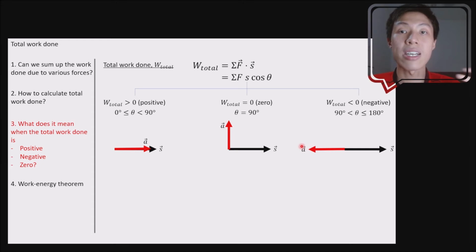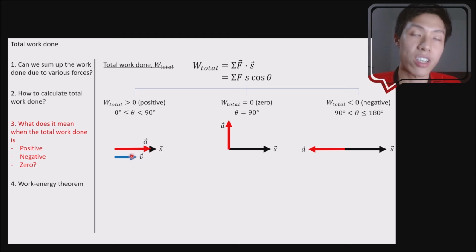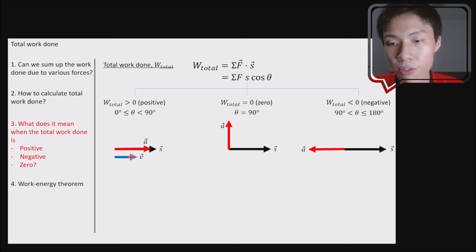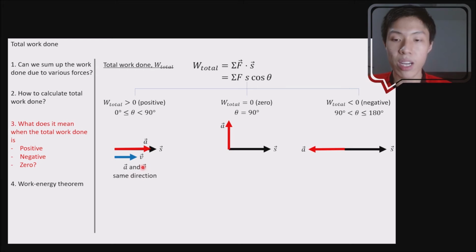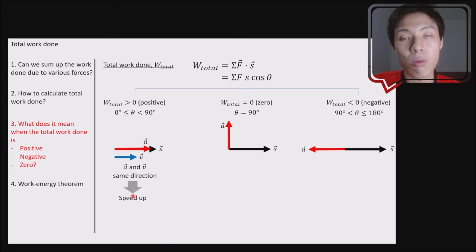Because I'm going to analyze something regarding the speed of the object. We know the object here is moving to the right, so we can say that the velocity is pointing to the right because the direction of velocity is the same as the direction of motion. So in here your velocity is pointing to the right and your acceleration is pointing to the right. If the acceleration and the velocity are both pointing in the same direction, what does it mean? Recall back to your chapter 2 on kinematics. If they are in the same direction, that means the object is speeding up.